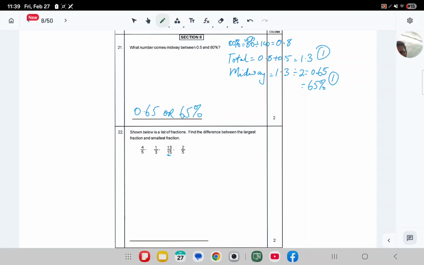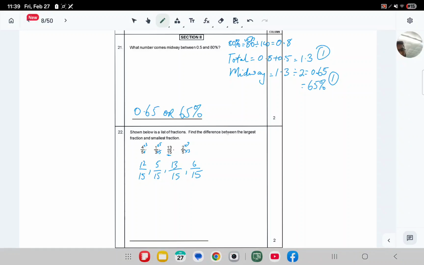So 4/5, we want to have a denominator of 15, so we multiply by 3, multiply by 3. Whatever we do in the denominator, we do in the numerator. So 5 by 3 is 15, 4 by 3 is 12, so we get 12 15ths. Then we have 1/3 to change the denominator to 15 and multiply by 5, so we multiply the numerator by 5. So 1 by 5 is 5, 3 by 5 is 15. Then we have 13 over 15. Then we have the 2/5. 2/5, we want to change the denominator to 15 and multiply by 3. 3 by 2 is 6, 5 by 3 is 15.